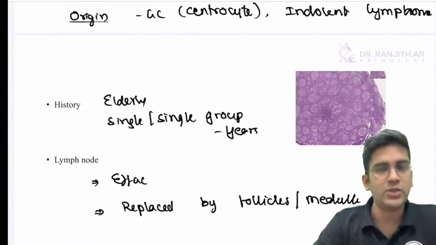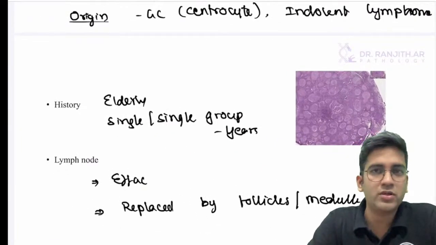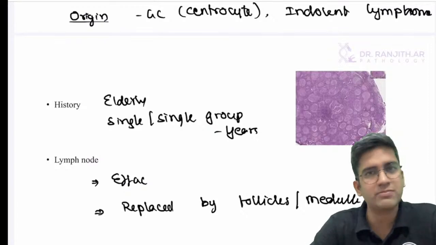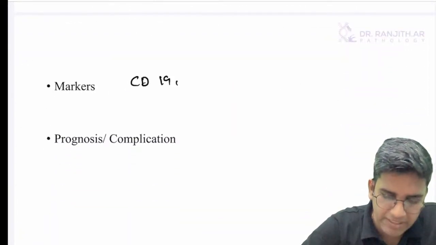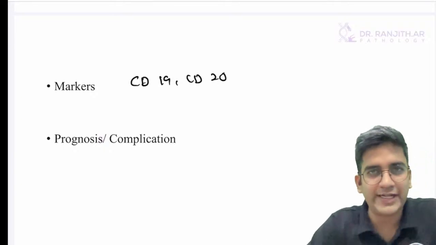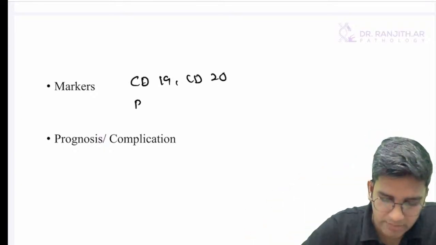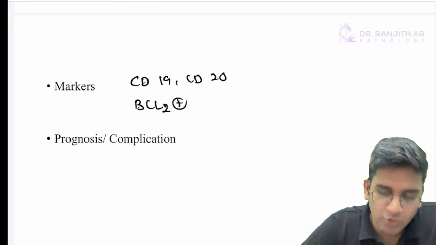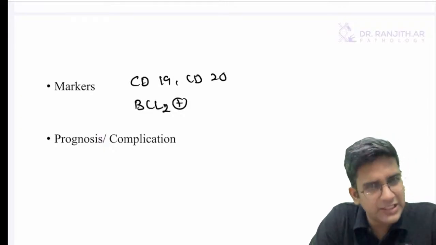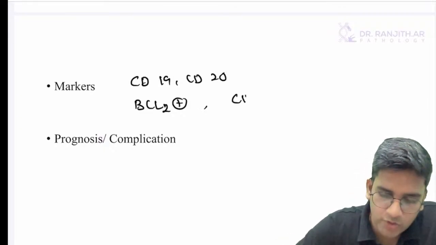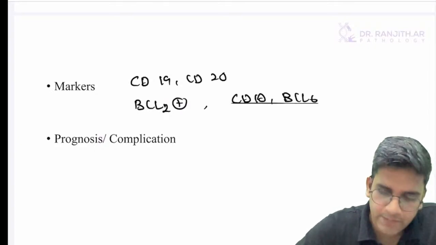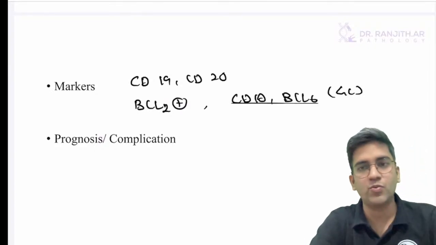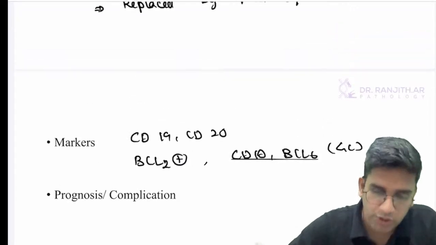So we know the history, we know the lymph node. Obviously, I'm going to diagnose. Investigative choices, markers or IHC. Follicular lymphoma is again B cell, so CD19, CD20. The mutation was BCL2. This is more than enough for me. There is a germinal center marker. If you want, add on to that CD10, BCL6. These are germinal center markers. I'll write GC markers here.